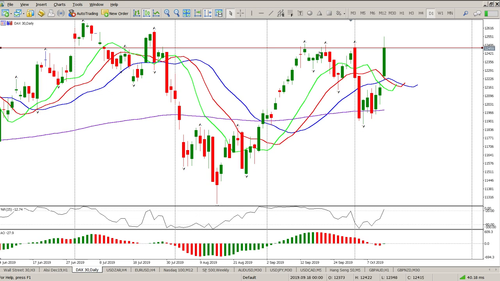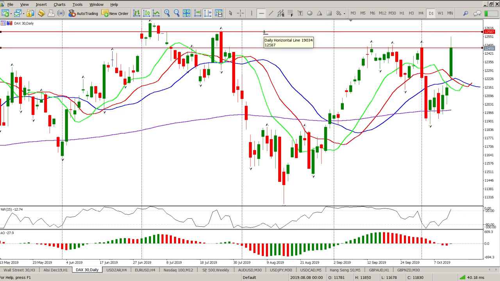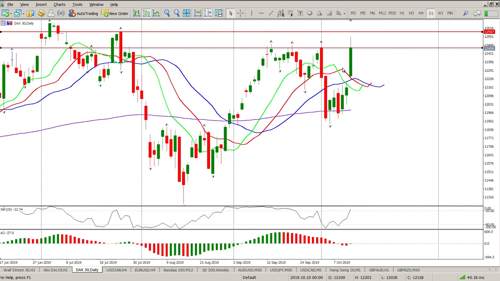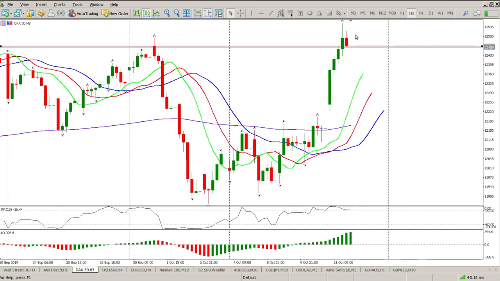This level here is critical, and then the next critical level would be that area there, which would be the neckline or head and shoulders. So that's 12,587. So there's no arguing with this. This was pretty telling, and that is really just because we have some resolution on the trade war.